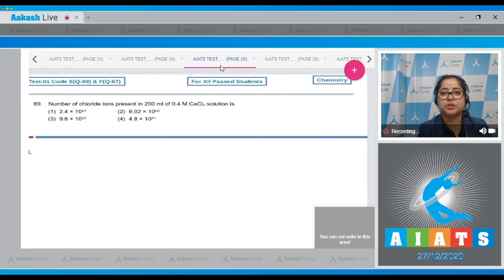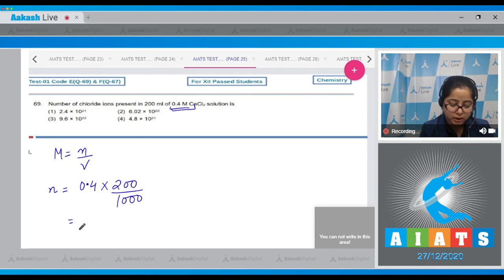Moving to next question, which is question number 69. Let's read it. Number of chloride ions present in 200 ml of 0.4 molar calcium chloride solution is. Student, here first of all we'll be calculating number of moles of calcium chloride, and then we'll be calculating the number of chloride ions. So we know that molarity is equal to number of moles upon volume. So number of moles is equal to molarity into volume. Molarity is 0.4 and the volume is 200 ml. So we'll be converting this into liter. So 200 divided by 1000, which is equal to 80 into 10 raised to the power minus 3 moles.